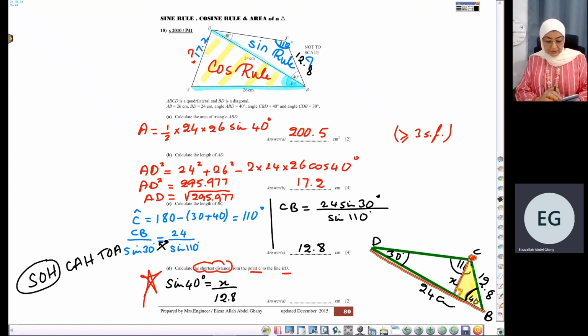If we need to find 12.8 and we didn't store it on the calculator, we can simply calculate it once again. It will be found in a second. 24 sine 30, because we need accuracy in our work in order not to lose any mark. 24 sine 30 divided by sine 110, close brackets, equals 12.77 actually, okay? I prefer to write it in full detail. Actually, I use the bottom answer.